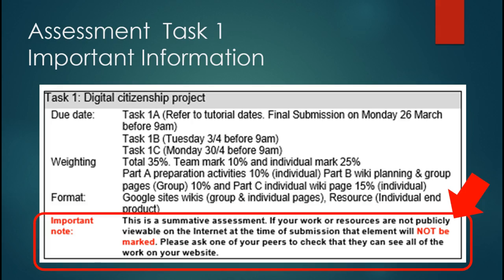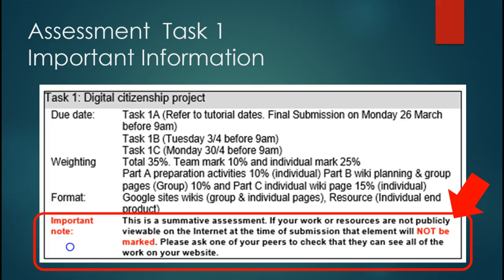The first part of the assignment marking guide provides you with information on the due dates and the marks assigned to this assignment. There's an important notice at the bottom of that paragraph, and it states that this is a summative assessment and that your work and your resources need to be publicly viewable by the time it's submitted, because if it's not, then it will not be marked.